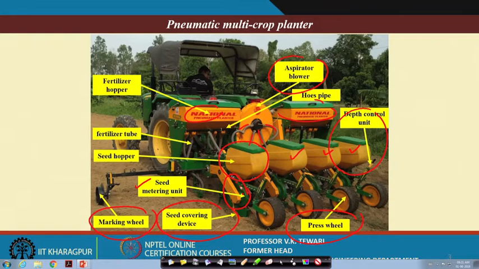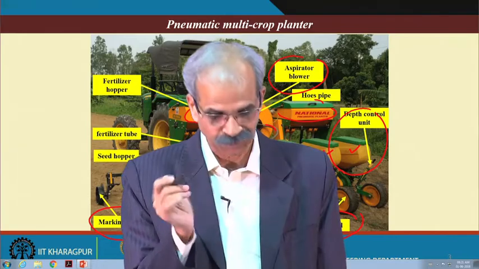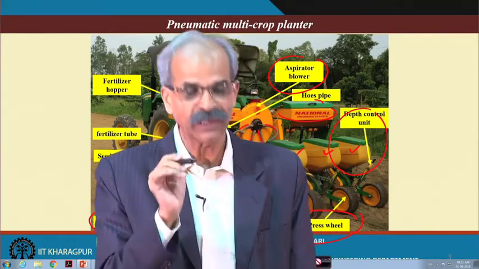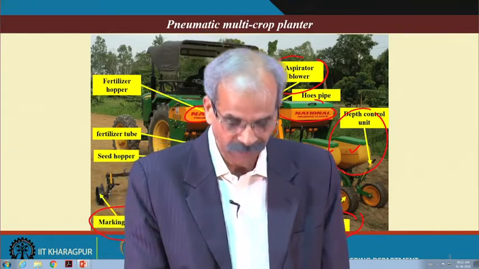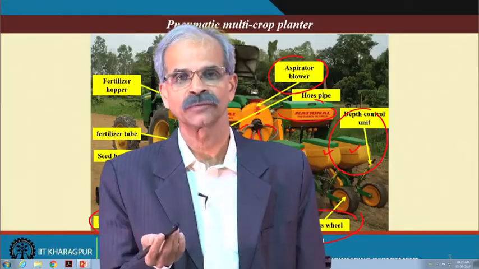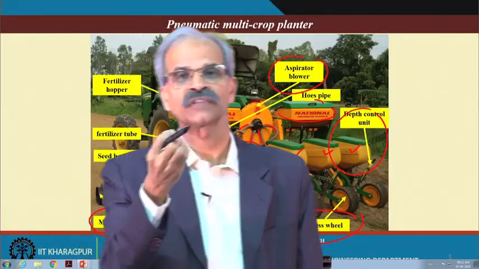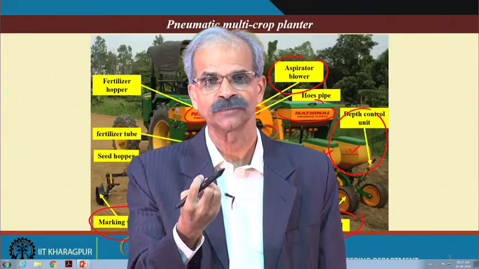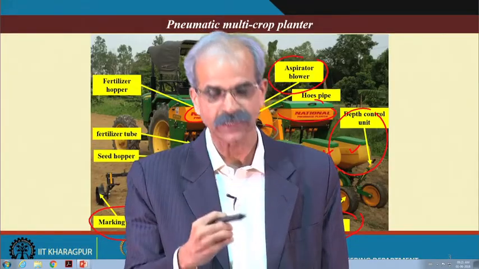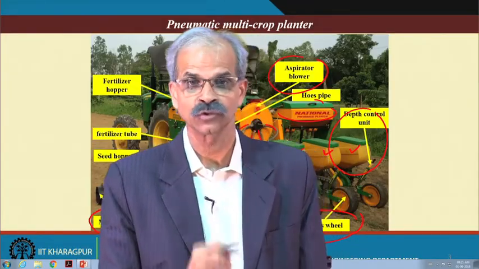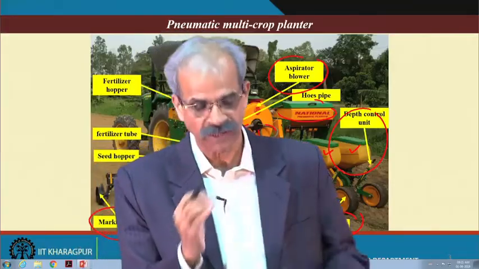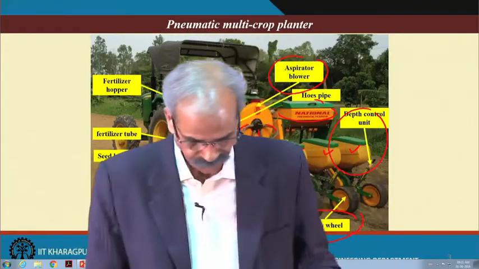Now, what is there in the seed metering unit? We will discuss this next, because once the seed is in the seed hopper, it is open to the atmosphere. This is one part of it. Now, when it goes to the soil, it is again in the atmosphere, but in between, how do we precisely take it from the hopper and then put it into the soil? Now, what happens in between? Let us have a look at it.